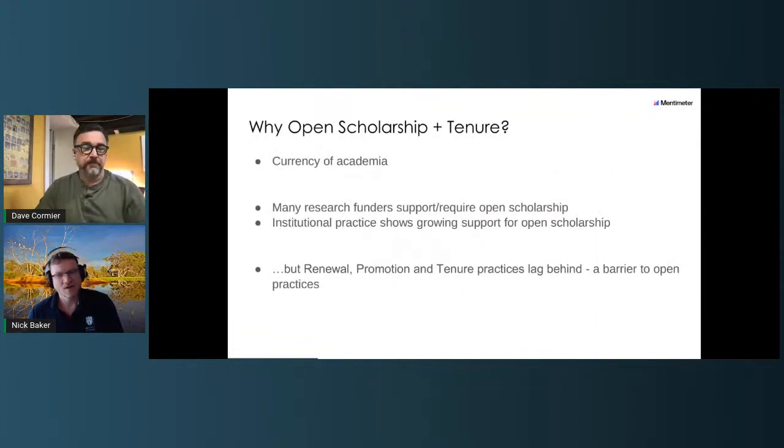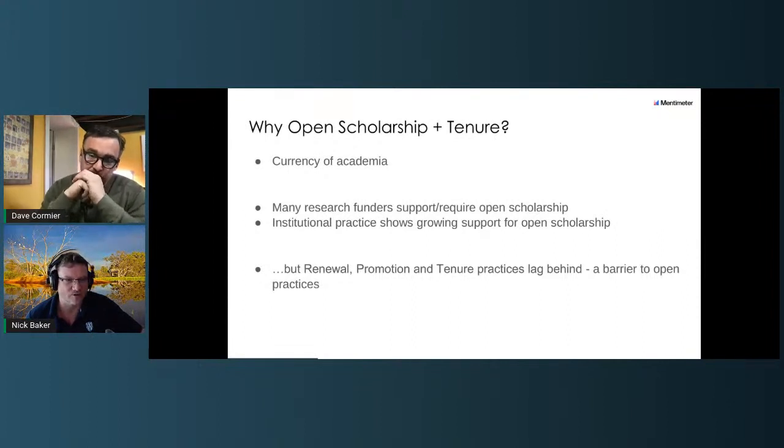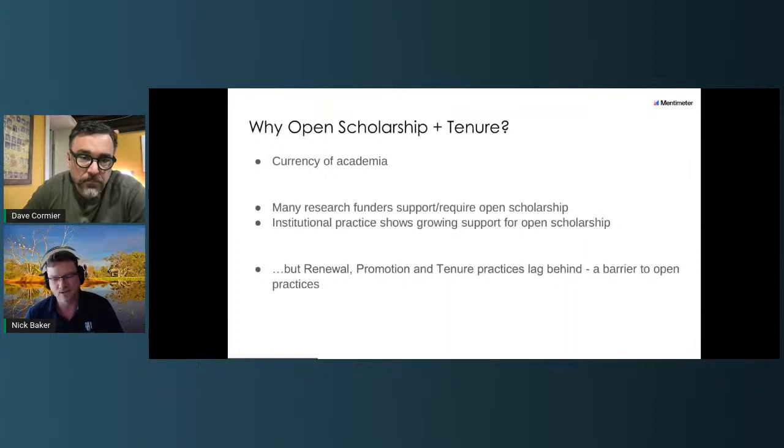Go ahead, Nick. So part of what we're trying to do here is, as Dave kind of alluded to, we see one of the barriers to pursuing open scholarship and open practices in general is that it's not valued in the same way in the currency of academia as other forms of scholarship. And so we think we need to tackle at least some of that. One way to get at that is through the tenure process that we have here in North America, because it's really the currency that most people are most familiar with.